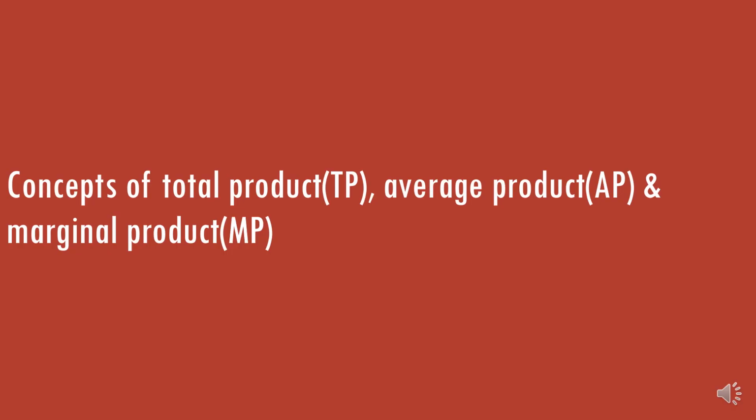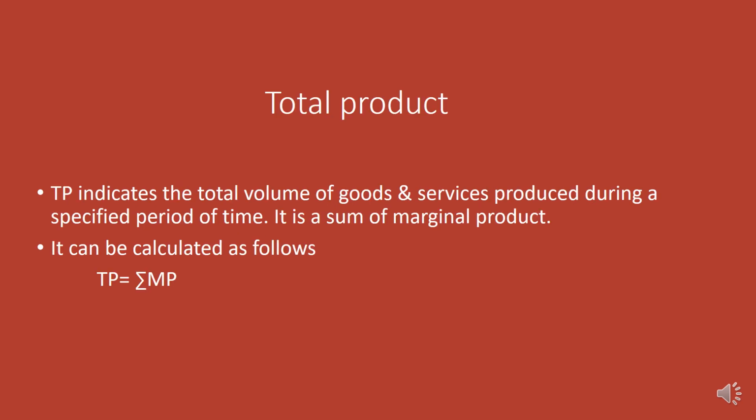Now let us start with the concepts of total product, average product and marginal product: TP, AP and MP. Firstly, total product. Total product indicates the total volume of goods and services produced during a specified period of time. It is the sum of marginal product.